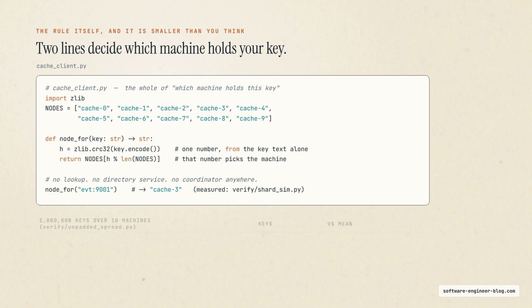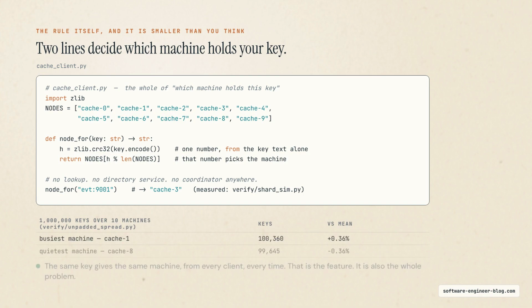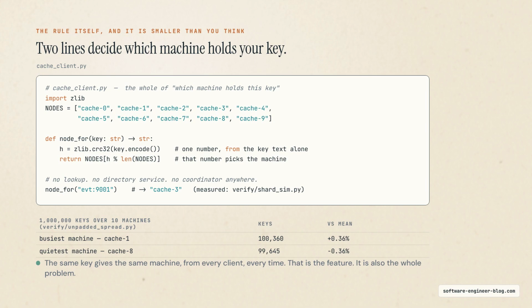I ran 1 million keys through it across 10 machines. The busiest machine ended up with 100,360 keys. The quietest got 99,645. That is about 1/3 of 1% away from the average. So this property is why the design scales. It is also exactly why a hot key cannot be fixed by adding machines.